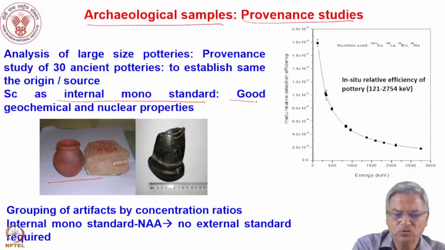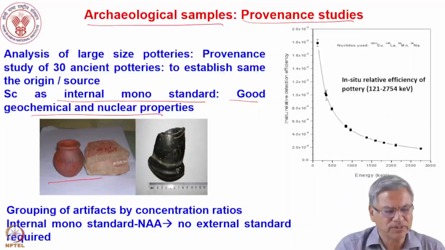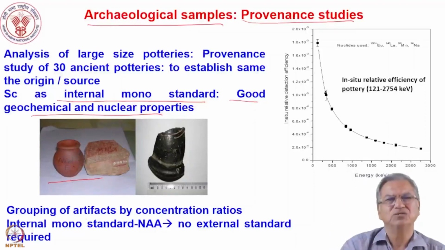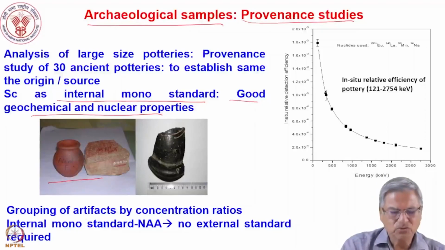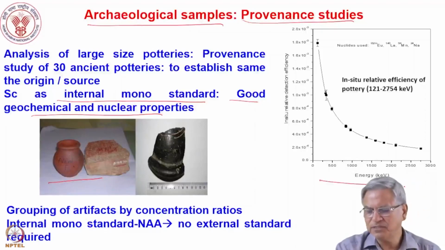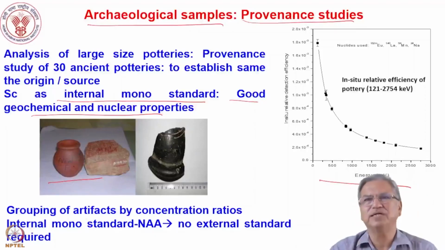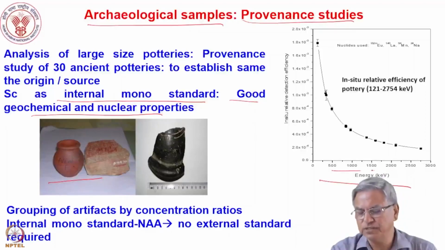So scandium has good geochemical properties and nuclear properties, the decay characteristics, and scandium is in the family of rare earths. So scandium, yttrium, and then below are the lanthanides coming. So chemically, they are similar to lanthanides. So this is a typical efficiency graph, because what you require is good efficiency data. Relative efficiency of detection depends upon the gamma ray energy.